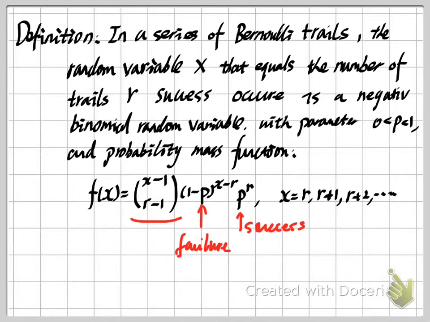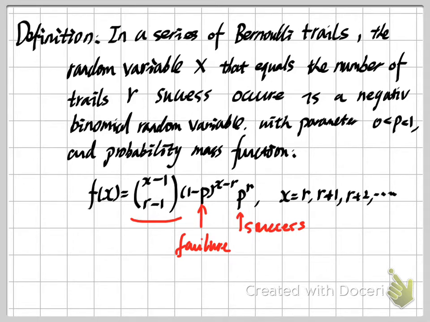And for the success part, we have R successes, so we have p to the power R. This is a little explanation of why we have p to the R and 1 minus p to the X minus R. However, for the combination at the first position of this formula, why do we select R minus 1 objects from the total X minus 1 different objects? This is about the successes.